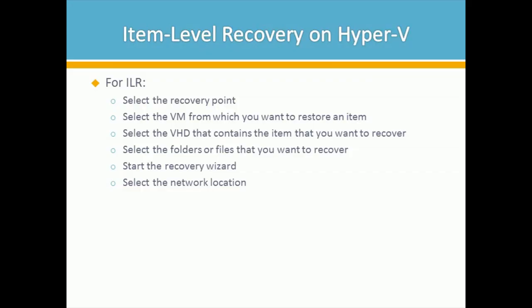As far as the item level recovery process, when you start that recovery, you're going to, again, select the recovery point. You're going to select the virtual machine from which you want to restore the item. Make sure that you choose the VHD that contains the item that you want to recover, which would include selecting the files and folders that you are looking for within that virtual hard drive. You again start the recovery wizard, and of course select the network location and begin the recovery.